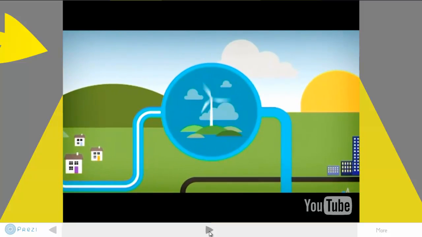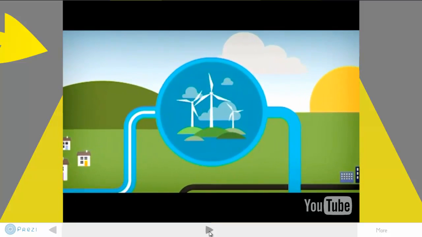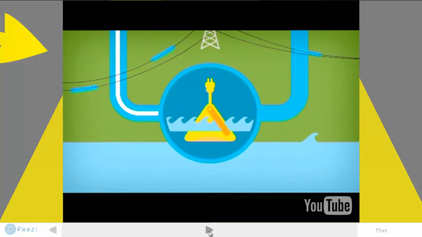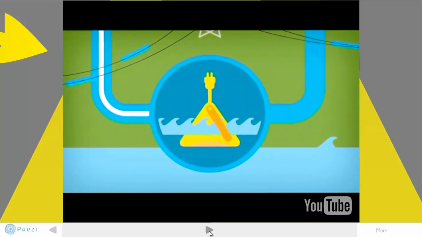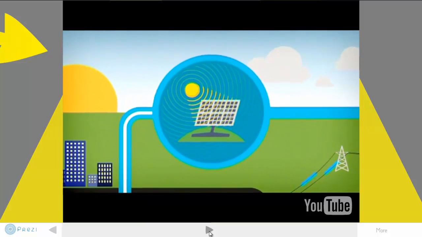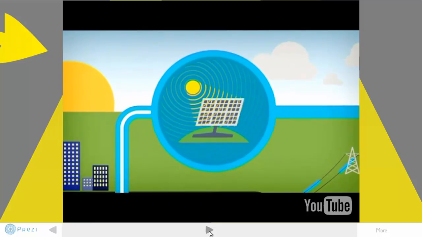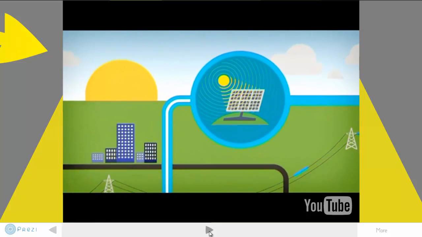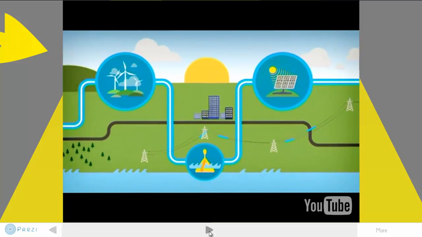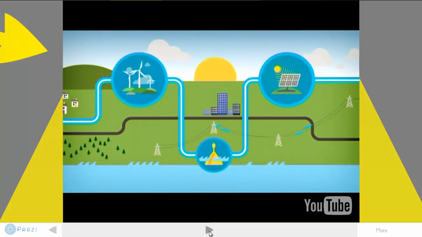Wind power can harness the wind to turn the turbines and generate electricity. Hydropower uses the power and weight of water to turn the turbines. Solar power can also be used to generate electricity by capturing the sun's energy. National Grid can take the electricity generated from any of these sources, putting it into the network that eventually delivers electricity to homes and high streets around the country.